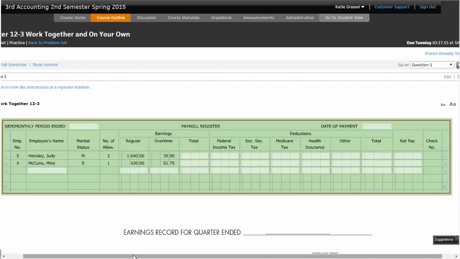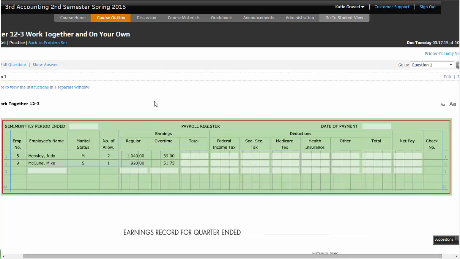So each pay period, I have to go through and fill out a payroll register. And right now, it's nice and short. There's only 2 employees. Now think about the business that you work at. How many employees are there? Okay. Now think about it. They have to go through and do a payroll register for each one of those individuals.